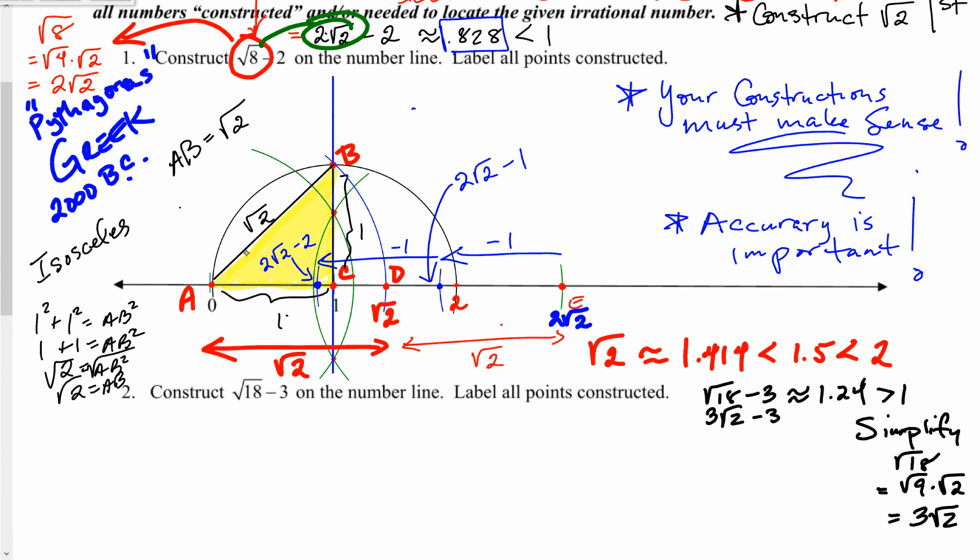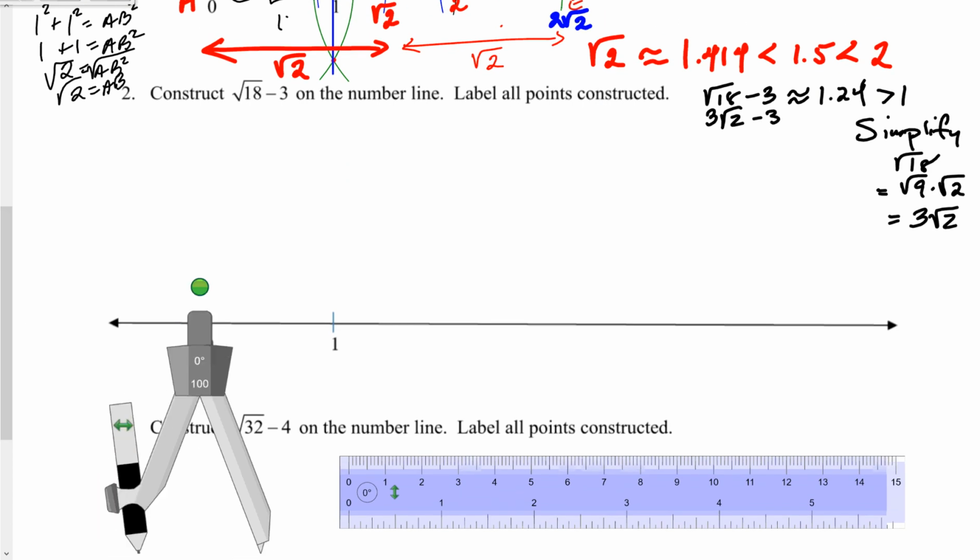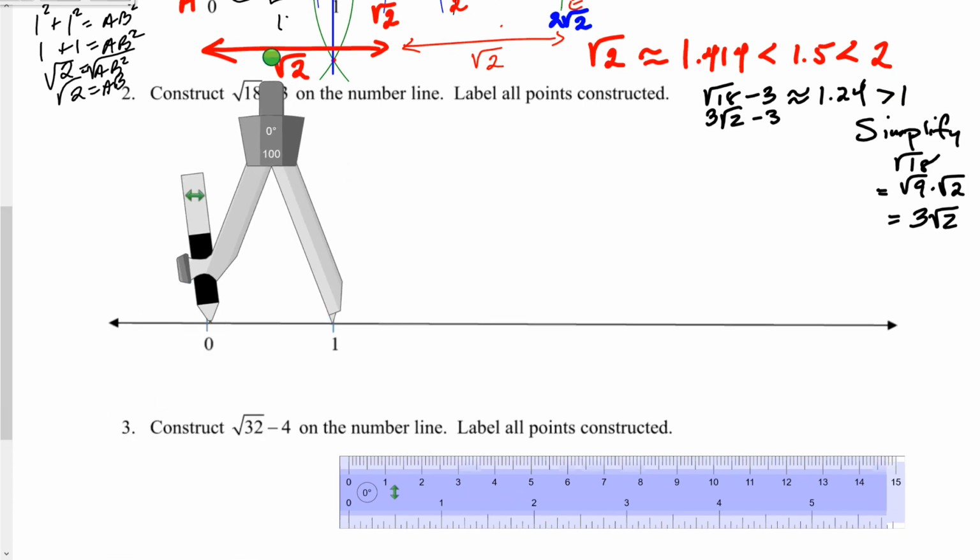So 1, 1, root 2. You should be familiar with that already, so let's do it again. What I'm going to do is adjust the compass from 0 to 1. I've got to find 2, so be very accurate here. Open up your compass and adjust it.